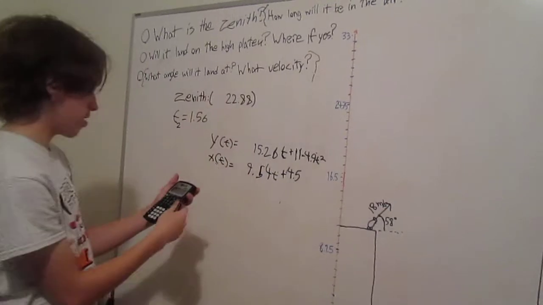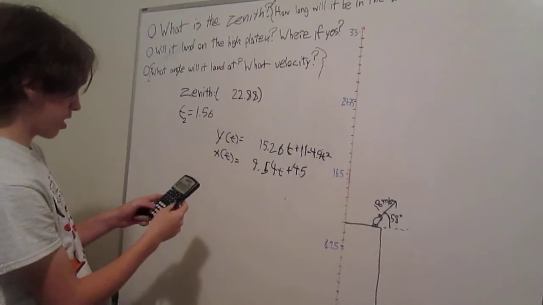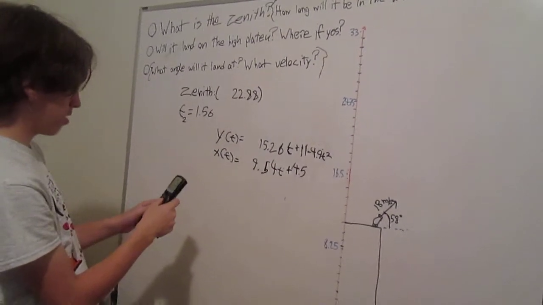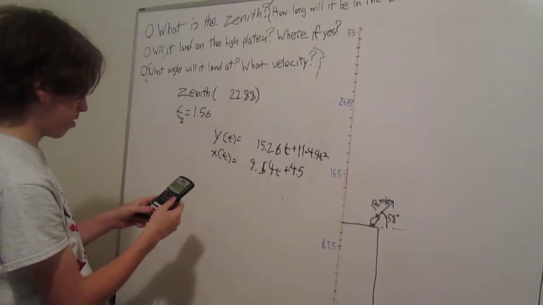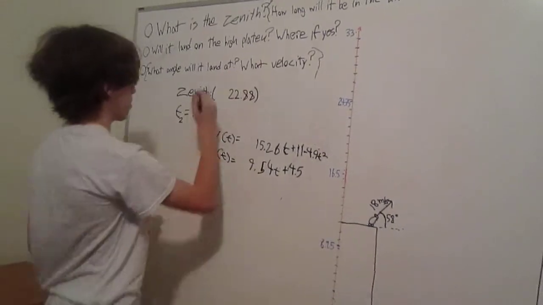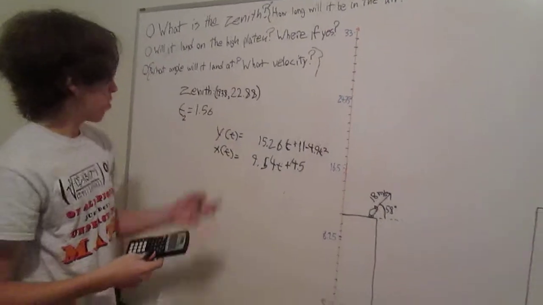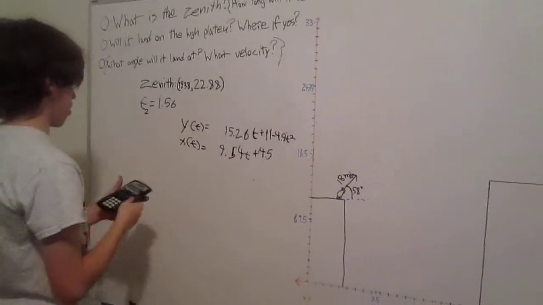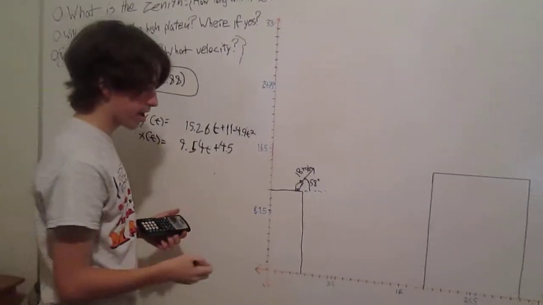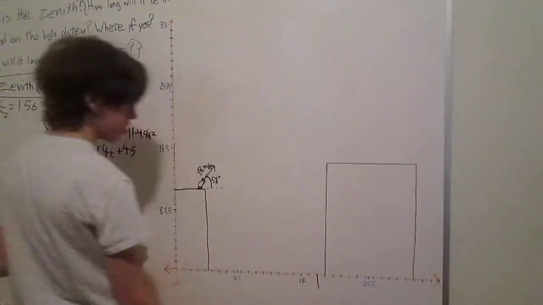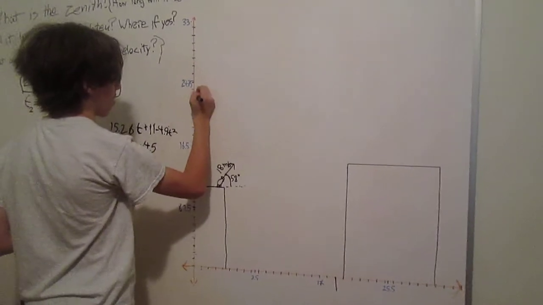And our x will be equal to 9.54 times, not plus, times 1.56 plus 4.5. Okay, 19.38. Let's see what that looks like. So this is our answer here. I'm just going to say about 19. That's about here. And 22.88. That's about here.